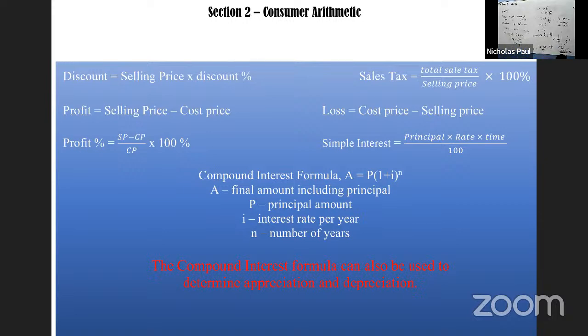I want to spend some time on compound interest. I want to make sure you understand the difference between simple interest and how to calculate compound interest. Appreciation and depreciation as well.